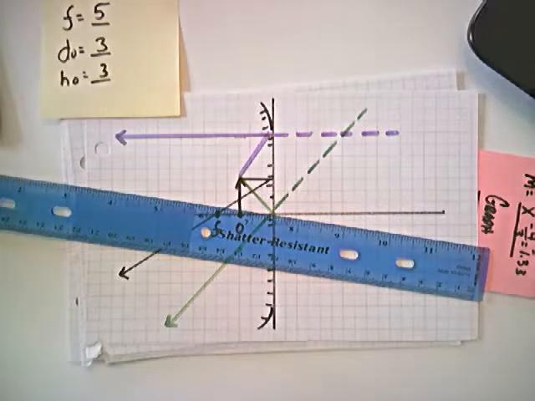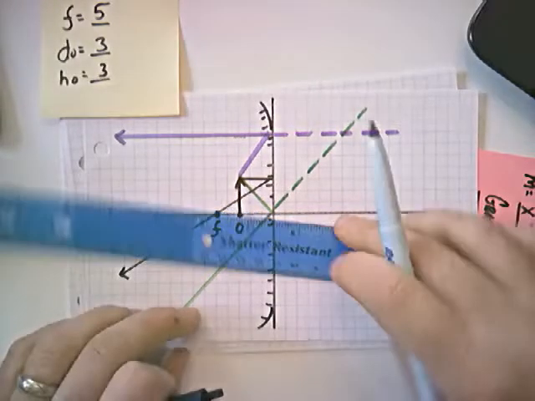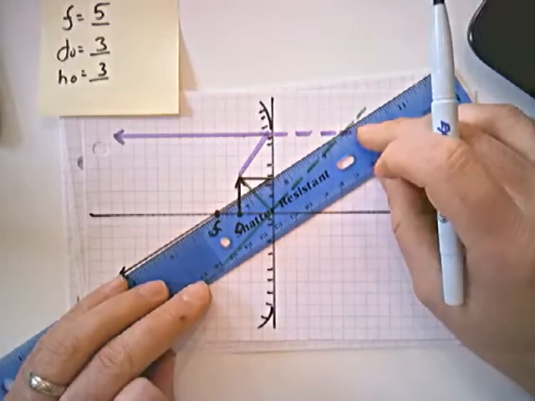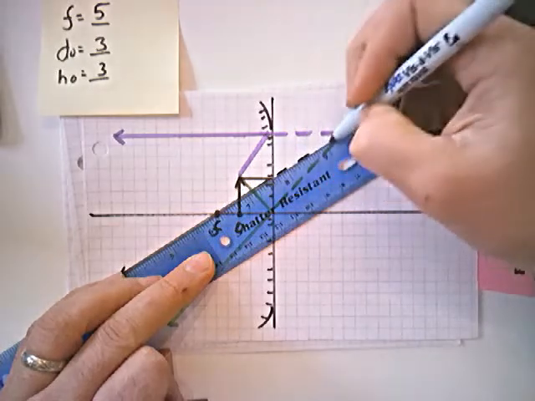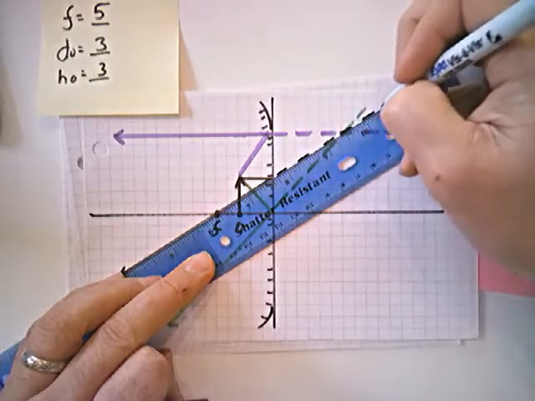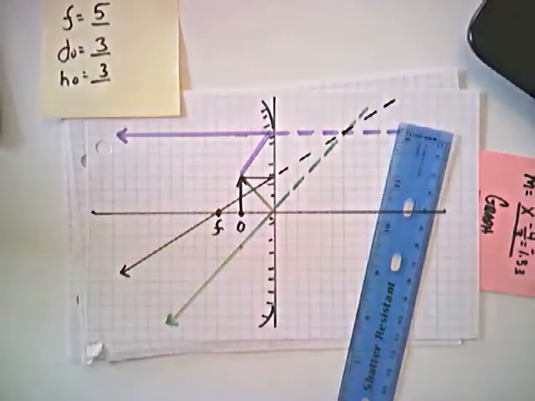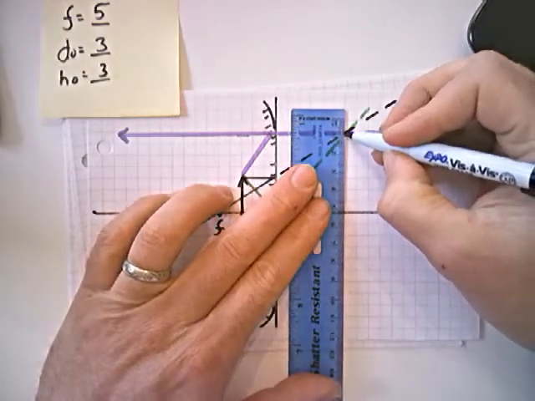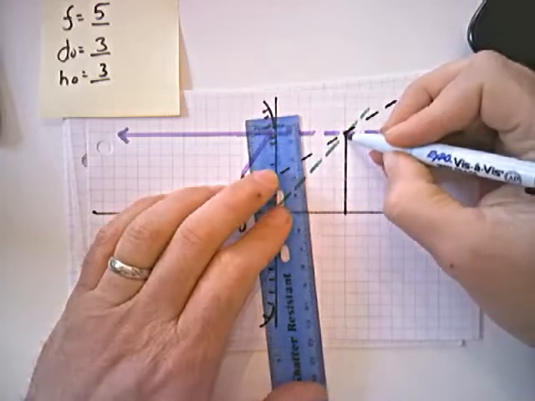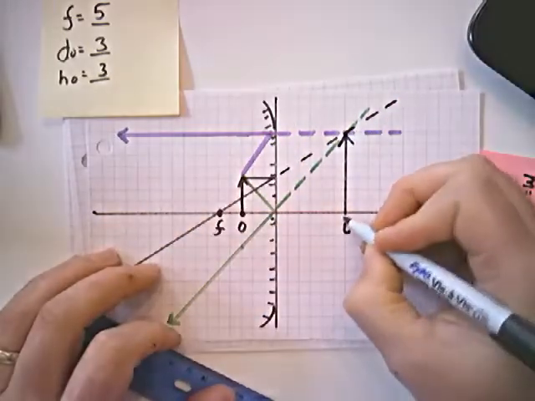Okay, last but not least, we're also going to do it for the original ray. Take the reflected ray. Oh, that's nice. And trace it back. That intersection is where we believe the image will be forming. So I'm going to take my ruler and just draw and label I for image.